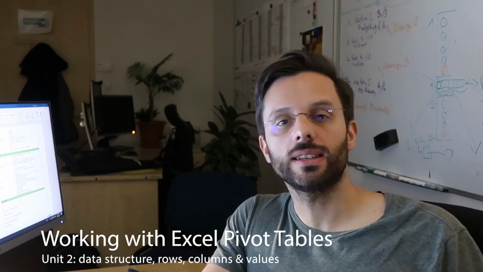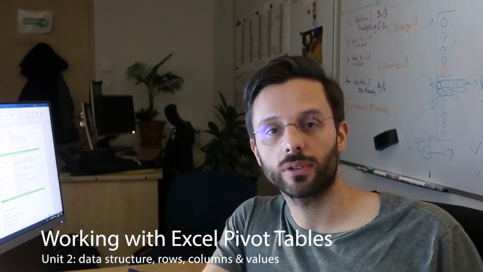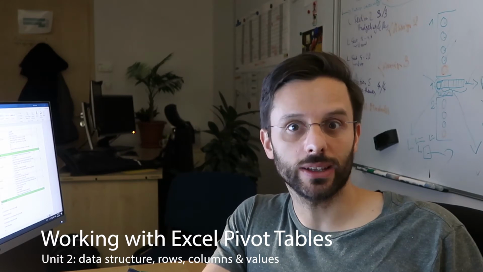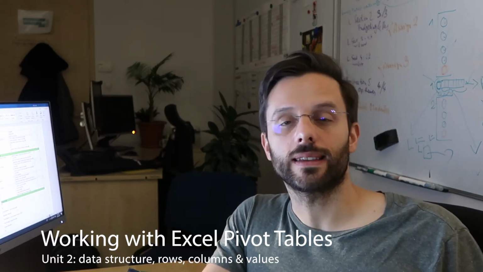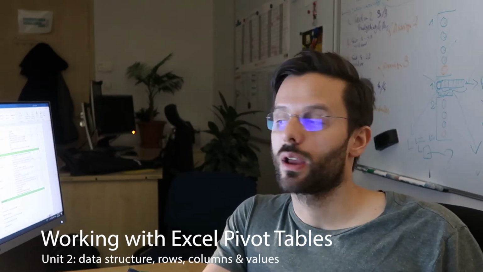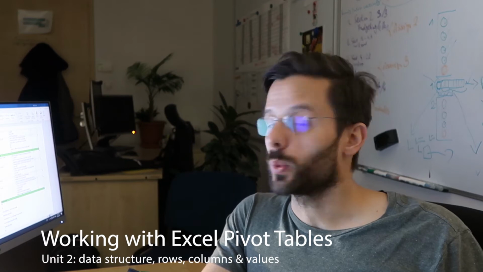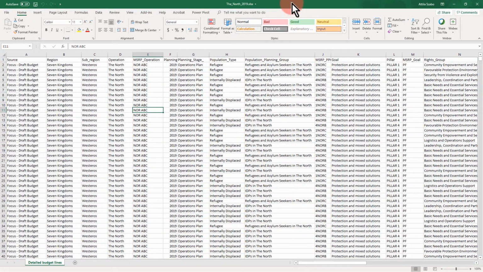In this video, we will discuss what kind of data structure is required for a pivot table. We will see how to add one, and we will look at the basics, such as adding different row and column labels and working with value field settings. So let's start. For any pivot table, you need data in a tabular structure.